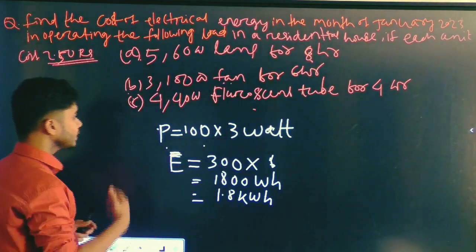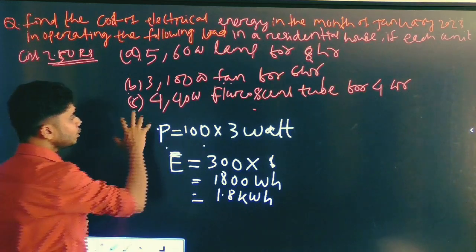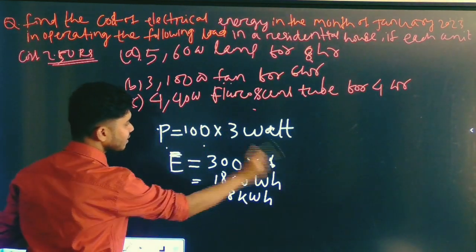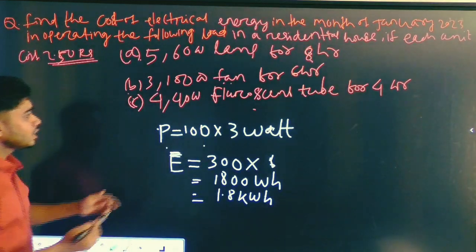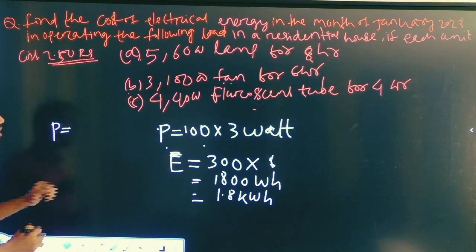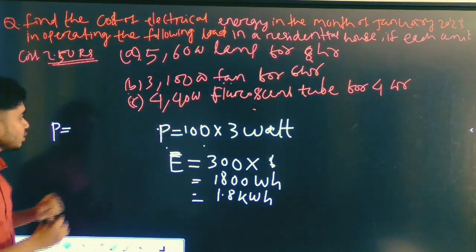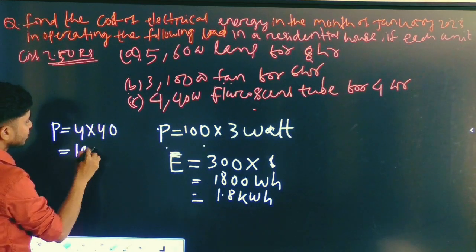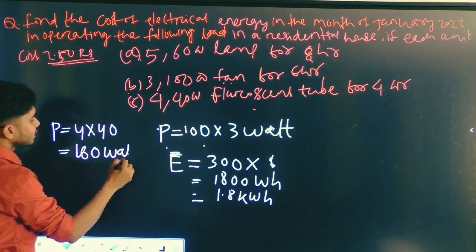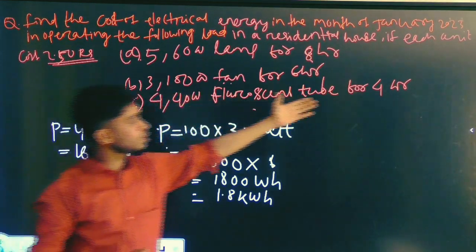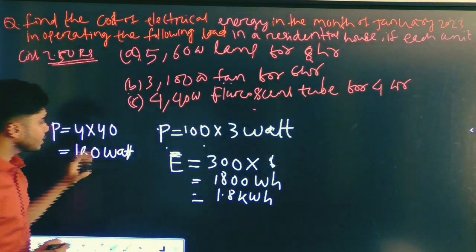Next we are interested to calculate the amount of energy consumed by the fluorescent tubes. Similar procedure. To calculate the energy consumed by the fluorescent tubes, first we need to calculate the total power requirement. Total power is 4 into 40, that is 160 watt. This is the total power requirement by the fluorescent tubes. Each fluorescent tube is on for a period of 4 hours. If you multiply power with time, that is energy.